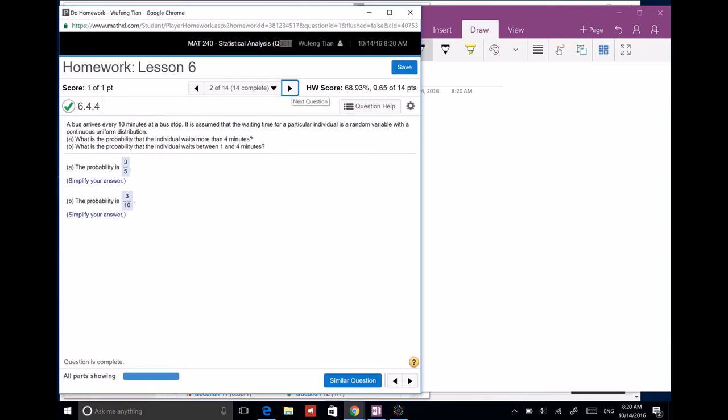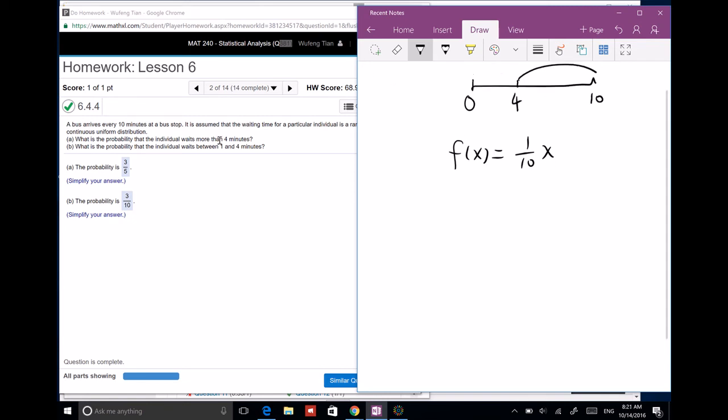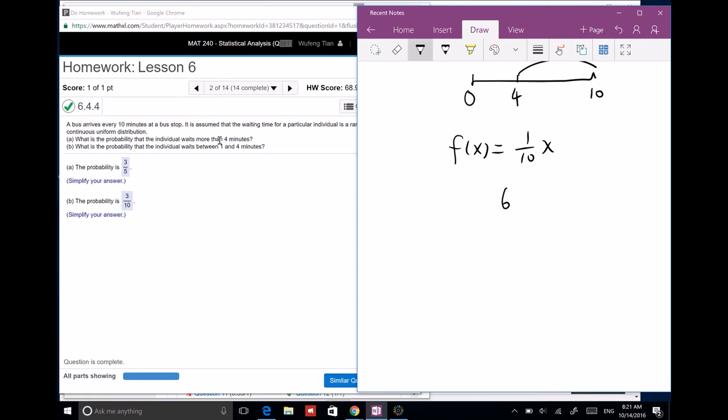Alright, so this is also another uniform distribution problem. Every 10 minutes is a bus stop, okay? So you have from 0 to 10, okay? Then there's a uniform distribution, so f(x) equals 1 over 10. Now it asks for the probability of waiting more than 4 minutes. So more than 4 minutes, from 4 to 10, the distance is 6, okay? And P(4 < x < 10) has a length of 6, the total length is 10, so it's 3 out of 5, okay?